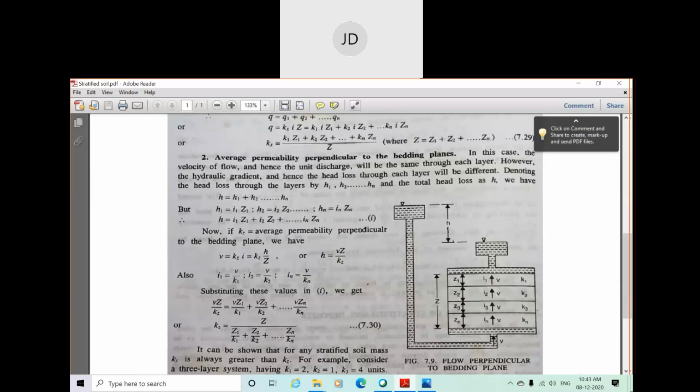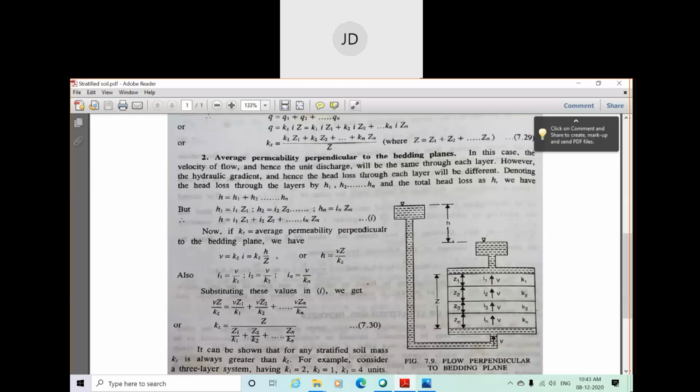So this Z divided by Z1 by K1 plus Z2 by K2 for the second layer, it will go on like that. Using this formula, you can find out the coefficient of permeability of stratified soil when the flow is perpendicular to the bedding plane. Got it? These things were already discussed in the last class.